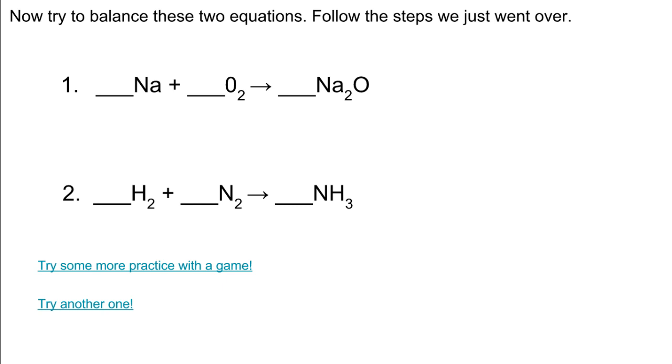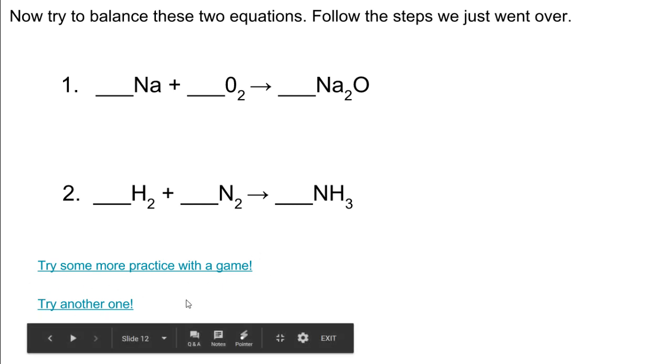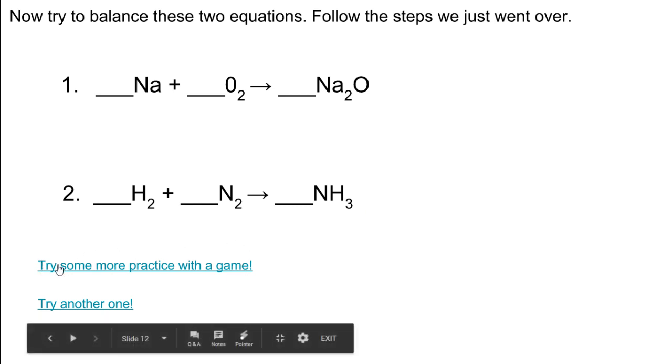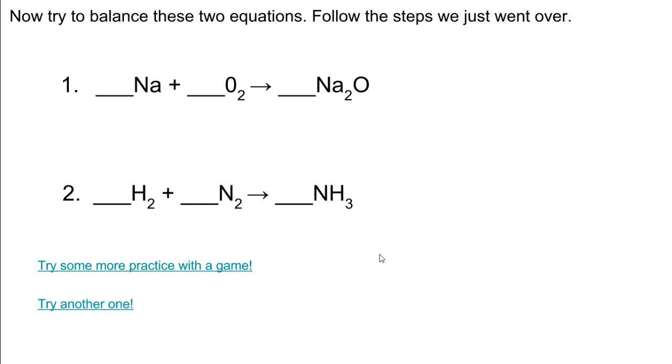Once you have them balanced, please go ahead, try both of these games. They are a different way to practice your balancing chemical equations. Some of them deal with making sandwiches, which is never a bad thing. And then it helps too to visualize some of this, and you can have practice with a couple different models.